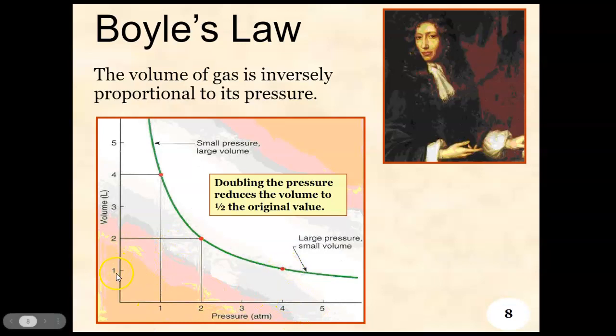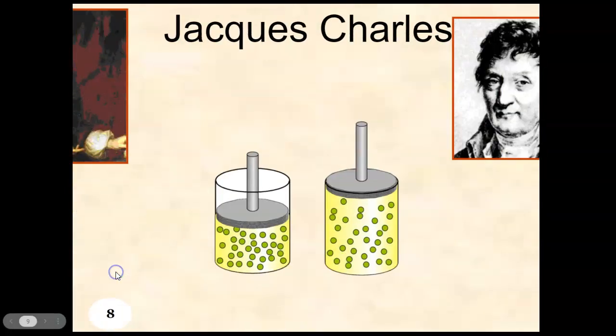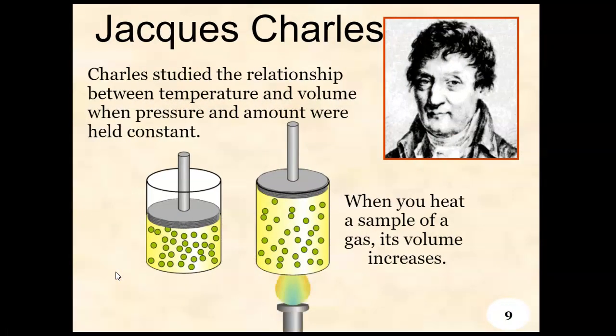At 4, it's roughly 1. It's a quarter of it. All right? So then you have Jacques Charles. Charles studied the relationship between temperature and volume when we hold pressure and amount constant.